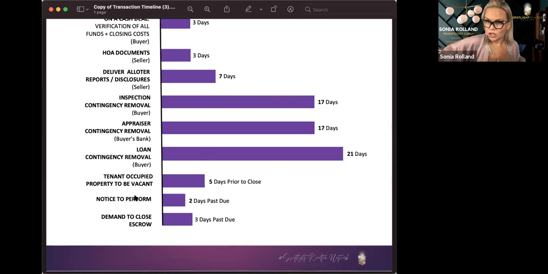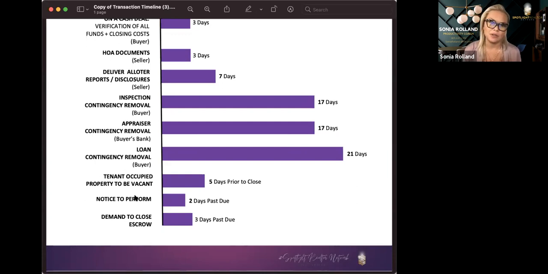Does that make sense? Questions on that? Okay. Right. And then the demand to close escrow. If they don't show up to the closing, it has to be 3 days past due closing to demand to close escrow. If they're not able to close, you do it about 3 times before you can do that.